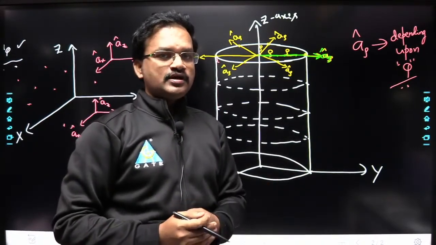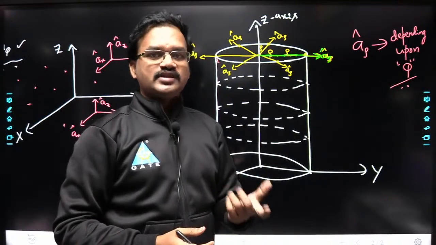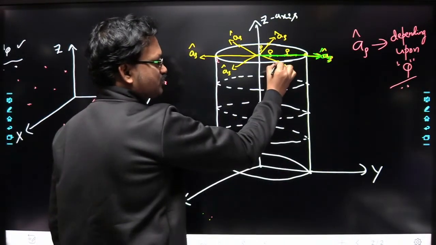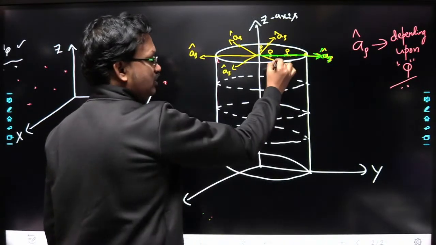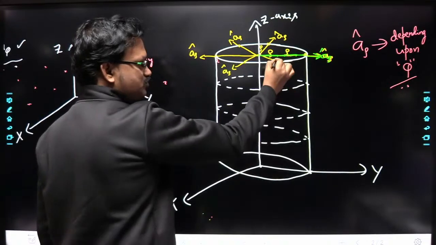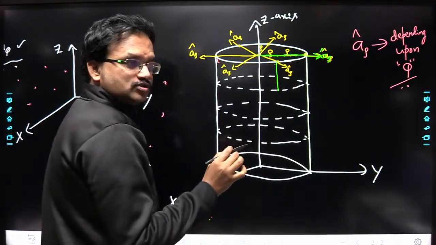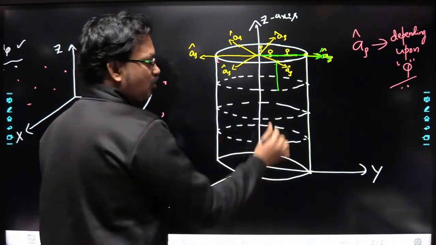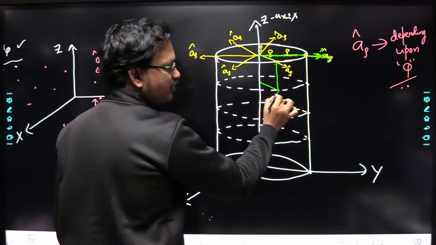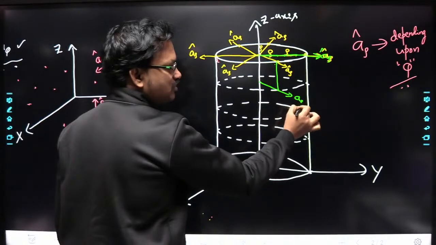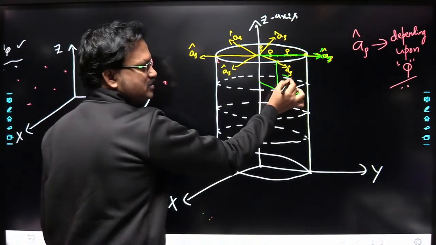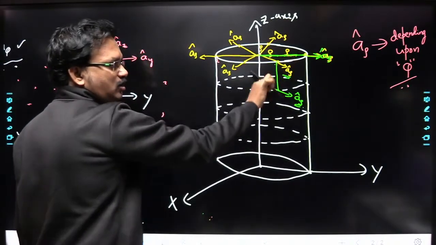Now comes the question, sir, whether this a_phi cap will depend upon Z or not. Okay, that also we will check here. Now consider this point here, okay, consider this point. Now if I move from this point to this point here, from this point to this point I have moved. So what is going to change? Only Z is going to change. Now at this location, what is the direction of a_phi cap here? The direction of a_phi cap is this one. Yes or no? The direction of a_phi cap is pointing in this direction. Now here this a_phi cap and this a_phi cap, both are what? Both are parallel to one another.